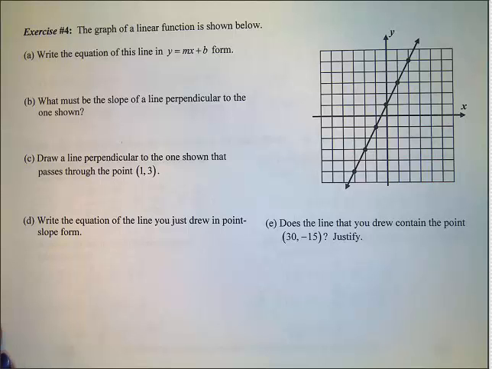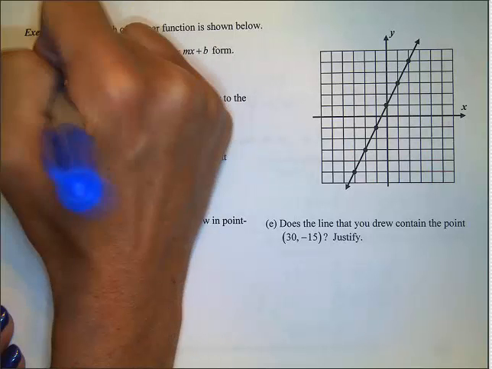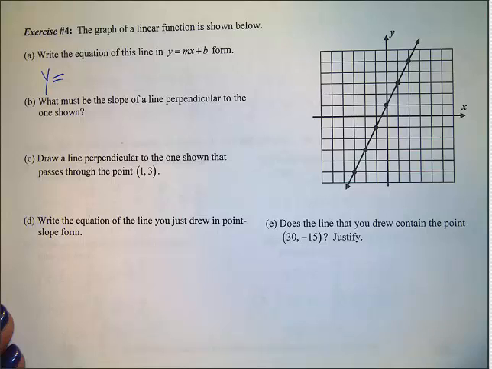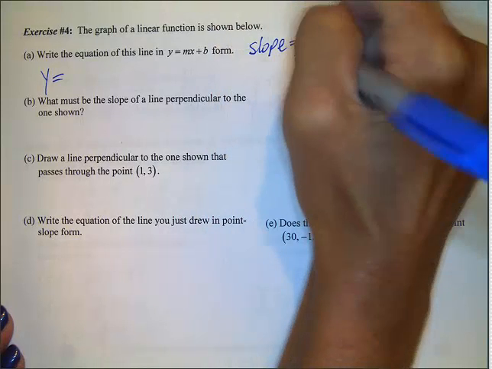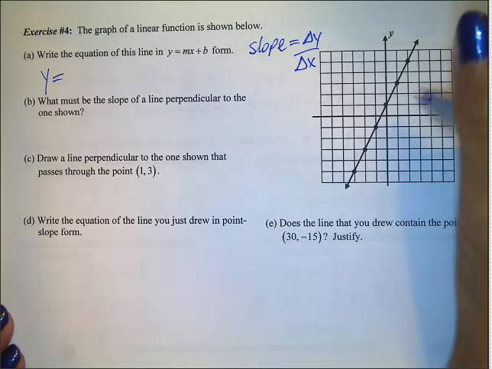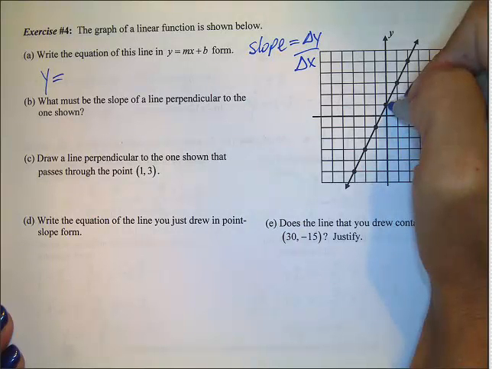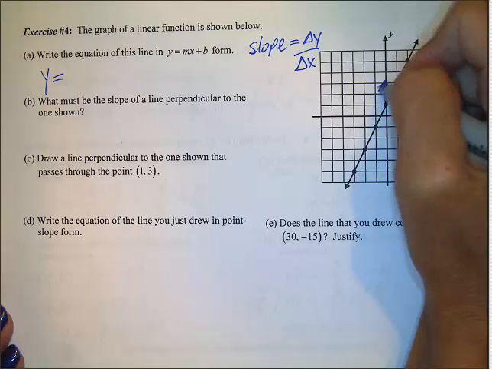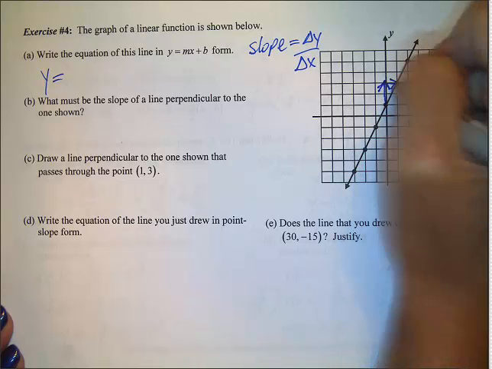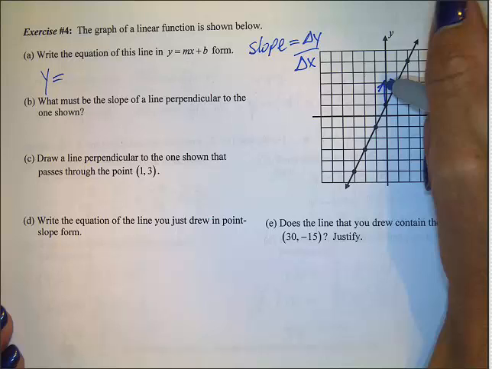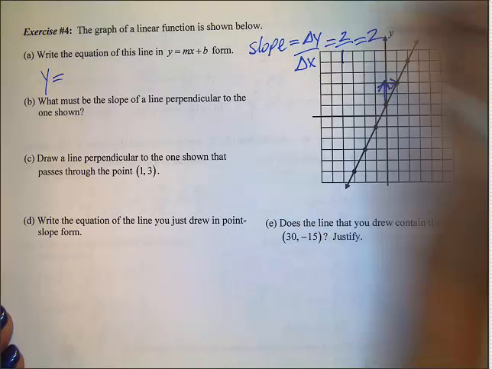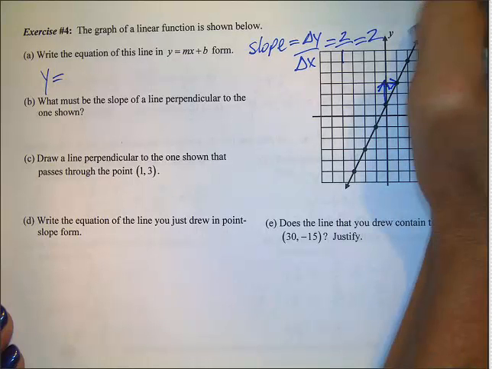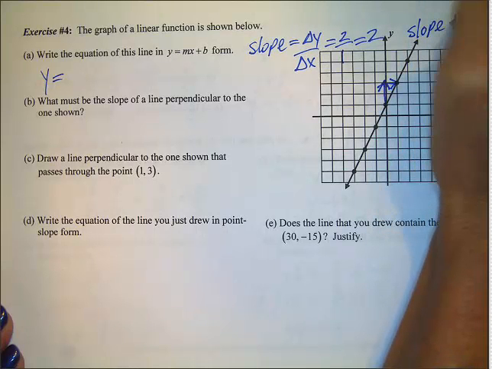So y equals, I need my slope. So slope is the change in y over the change in x. So when I look at a graph, I'm going to look at the change in y, which is the amount I go up, and the change in x, the amount I go over. So I went up 2 and over 1. So that's 2 over 1, which is the same as 2. And I know that this slope is positive because it's rising to the right.